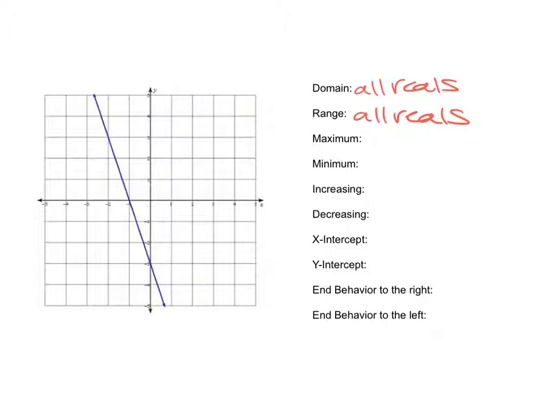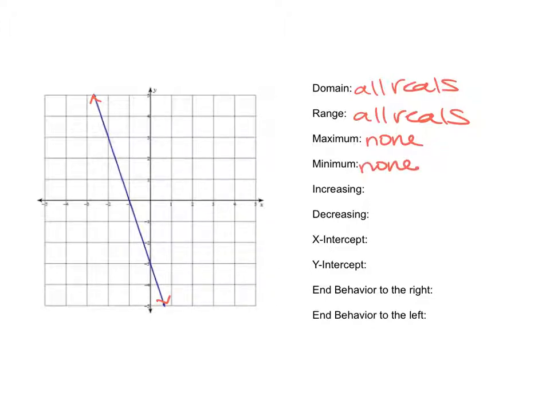Maximum is the highest y value. Minimum is the lowest y value. Well, this graph is going on forever in both directions. So the maximum, there is none, and you need to put none. Don't put 0. If you put 0, you're saying it's here at 0. So you don't want to do that. And then the minimum is also none.